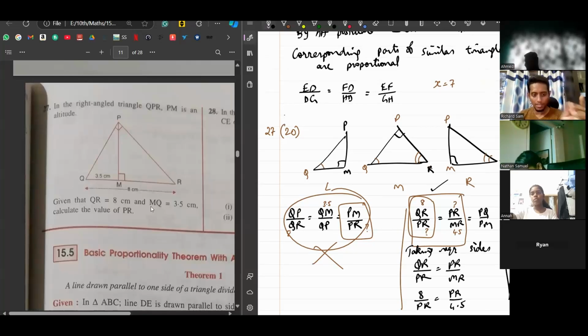The full triangle. MQ, the left side triangle. And then we have MR also. So we have all these values here, QM, QR and MR. And they're asking you to find PR. So now PR. So PR is part of which triangle? It's part of PMR. It's also part of PQR. It's part of the right side triangle and the middle triangle.